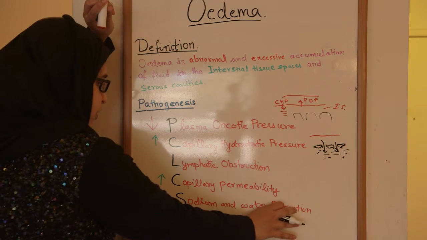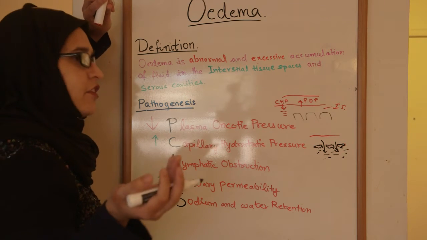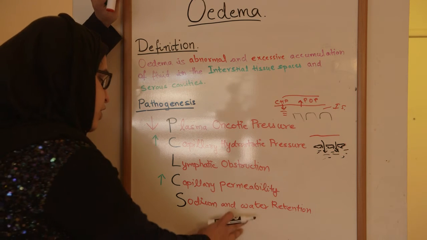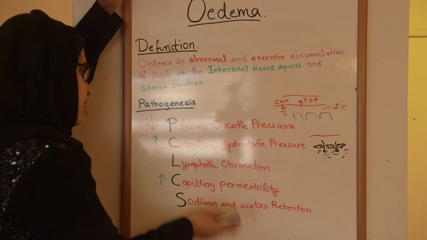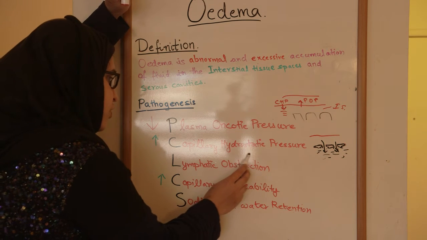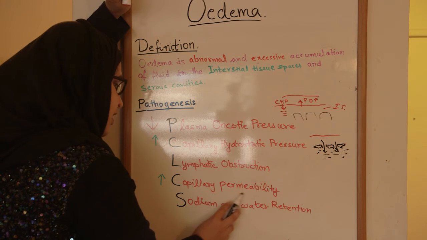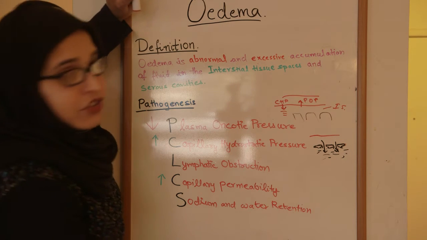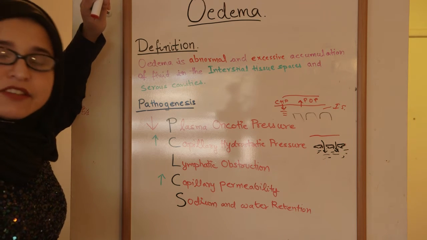Now the sodium and water retention. Whenever there is retention of sodium and water, it may occur due to renal diseases, and it may lead to edema. So how does edema occur? A decrease in plasma oncotic pressure, an increase in capillary hydrostatic pressure, lymphatic obstruction, an increase in capillary permeability, and sodium and water retention. I hope you have understood and learned this part. Next we're going to talk about the classification of edema.